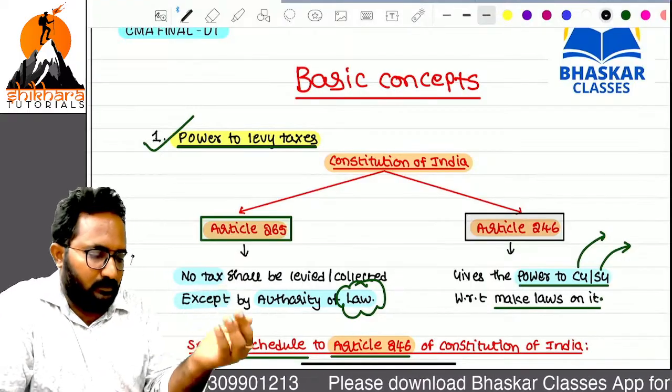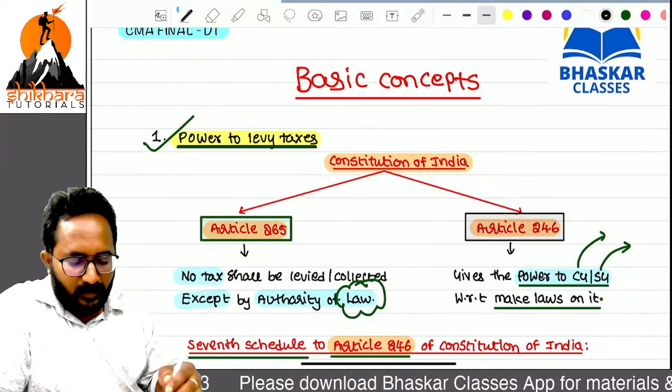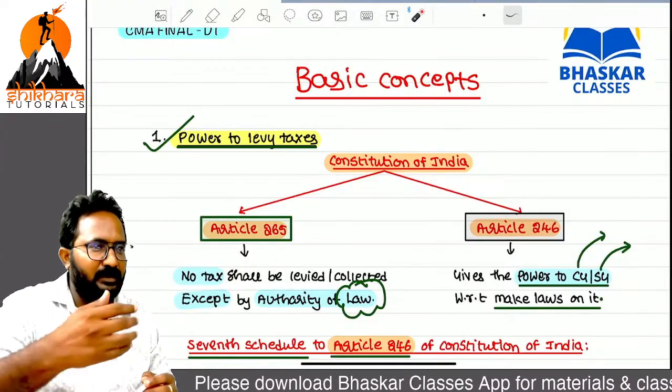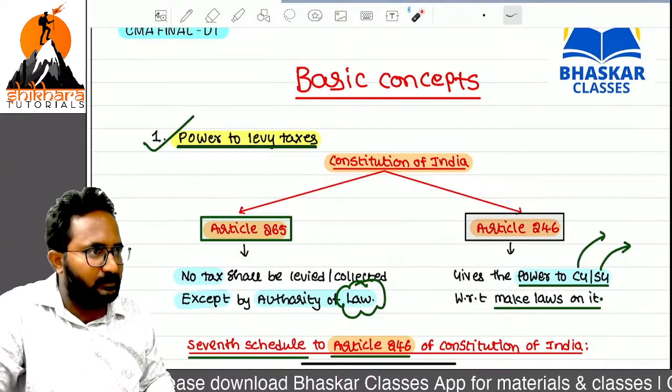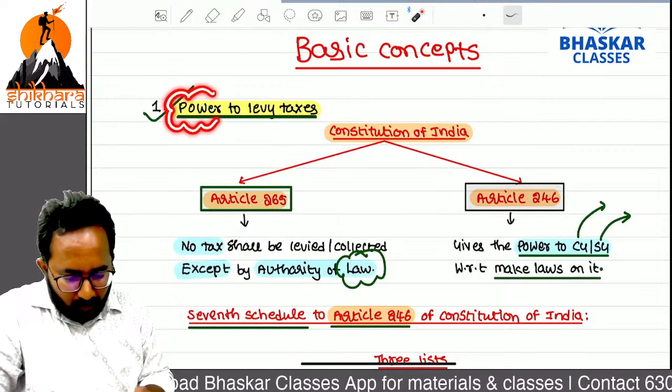Okay, just 2 minutes, we can recap the earlier session. If anyone has not attended the earlier session, don't think about it. We just learned the basic concepts only. So can you tell me who is given the power to levy the taxes?